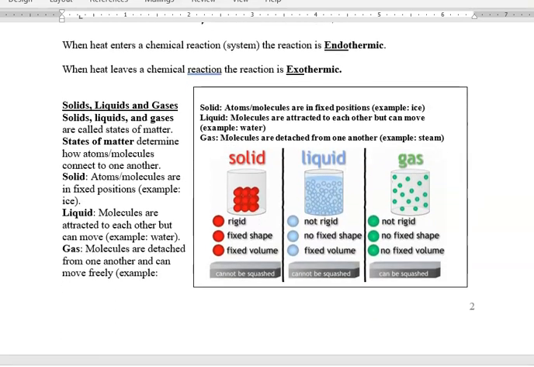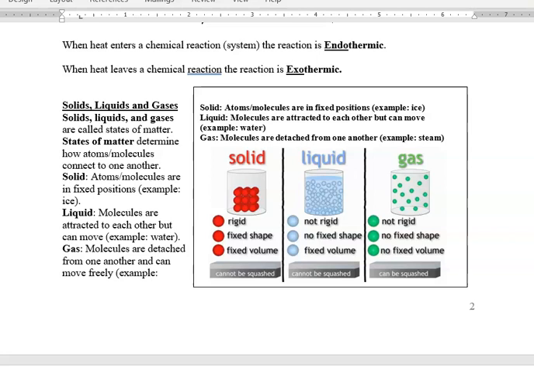Okay, solids, liquids, gases. So these are the three states of matter. So solids, liquids, and gases are called states of matter. States of matter determine how atoms, molecules connect to one another. In a solid, atoms, molecules are in fixed positions, as the diagram shows. They're generally pretty rigid, and oftentimes they're very neatly lined up in rows and columns like you see there. Not always, but oftentimes.